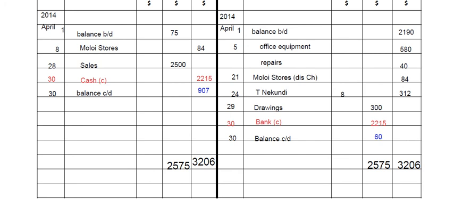Now these balances c/d should be brought down next month, so on May 1st. So we'll bring down the balances on May 1st. So cash balance is, so balance brought down for the cash is 60.